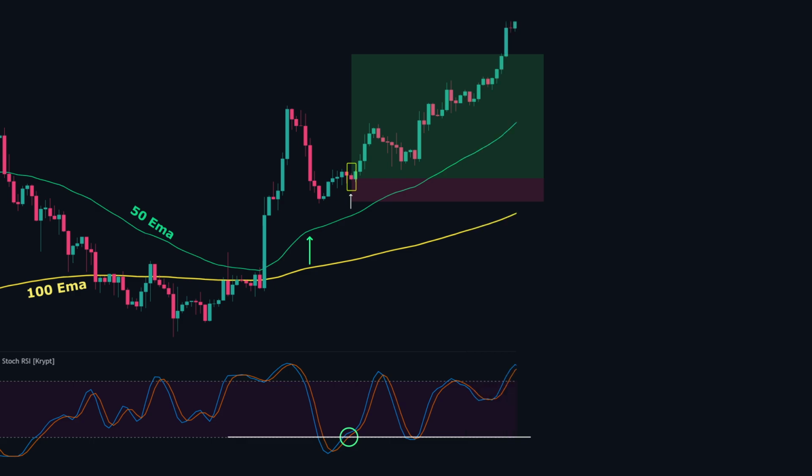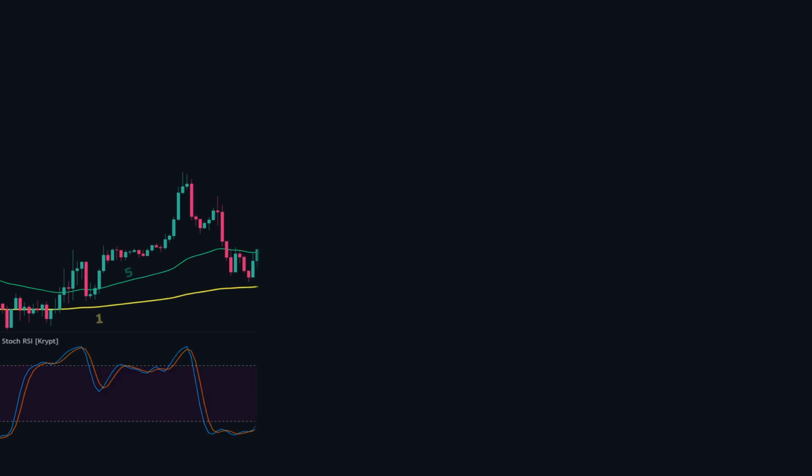Remember, sticking to your plan and being consistent are crucial for long-term success in trading. Here's another example of a long trade.